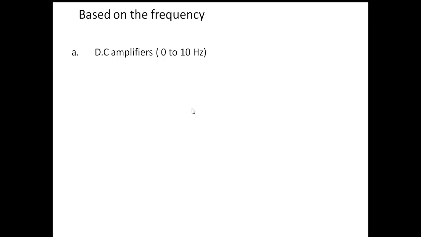Next, period of conduction: how much period, 0 to pi, or pi by 2, or pi, or 2 pi, 3 pi, etc. Based on that we can classify. So there are three classifications: frequency of operation, coupling circuit, and period of conduction. Let us see based on the frequency.